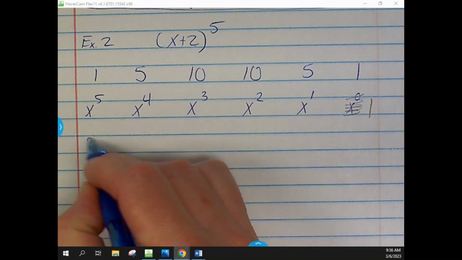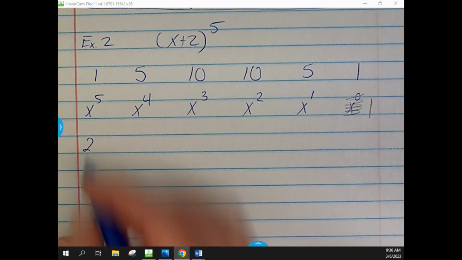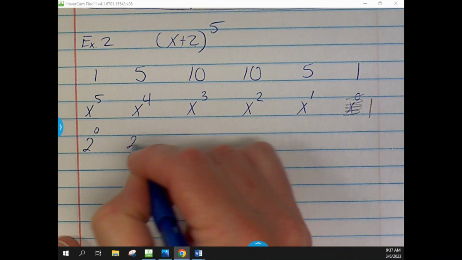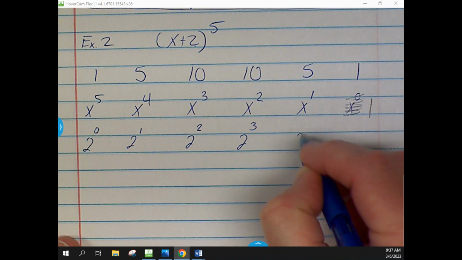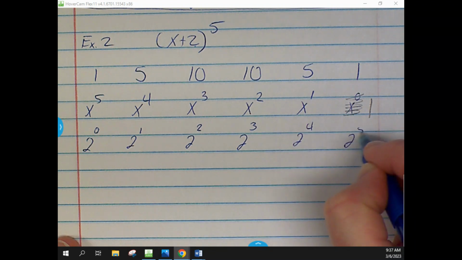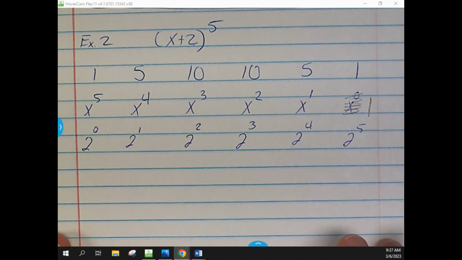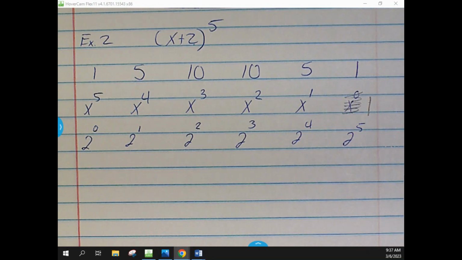Good. Now, here's where it's going to be a little bit more work. We're going to start with 2, and we're going to count up on the powers. It's 2 to the 0 power, 2 to the first, 2 to the second, 2 to the third, 2 to the fourth, and then 2 to the fifth. And yes, you just count them up. You start at 0, and then you count up.